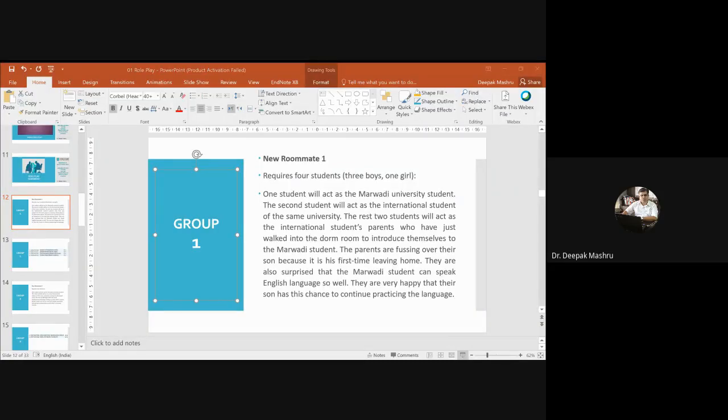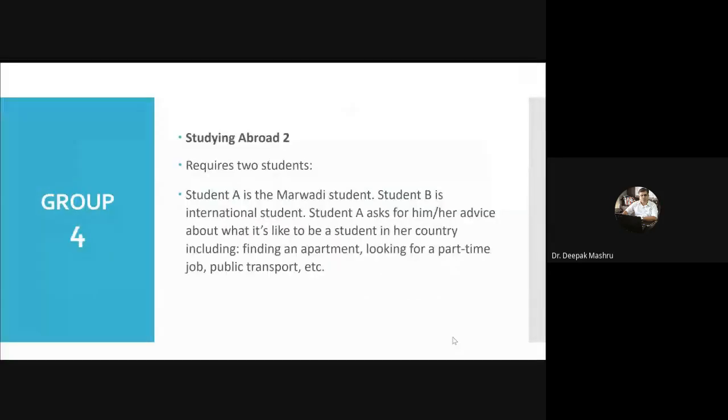Okay, no question. Group number four we have discarded because these two students have group number four. Yeah, we have four students over here. Group number six we have discarded, right?